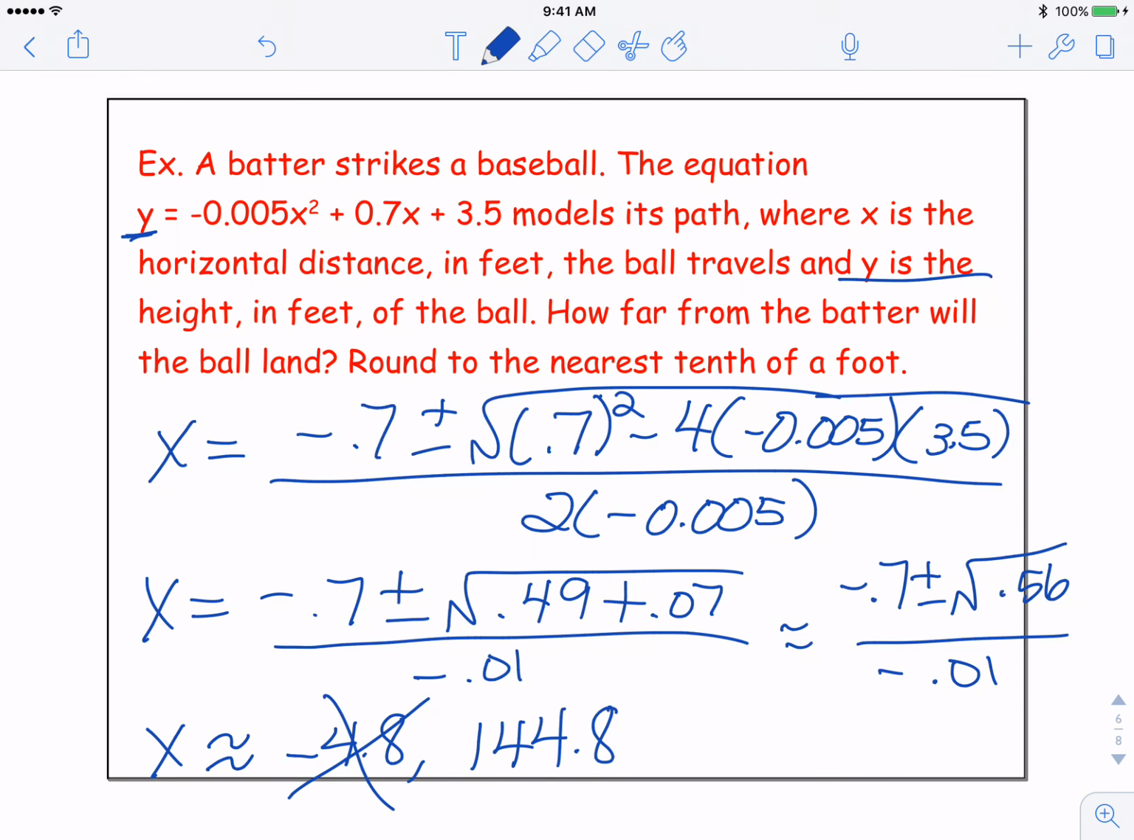So this 144.8 is going to be my answer that makes sense to the problem. And in the original problem, it told me that this distance was in feet. So I have about 144.8 feet away from that person where the baseball has landed.